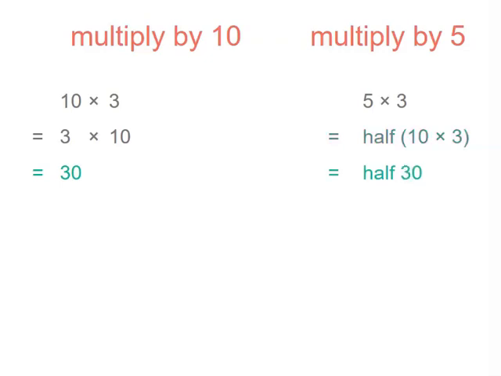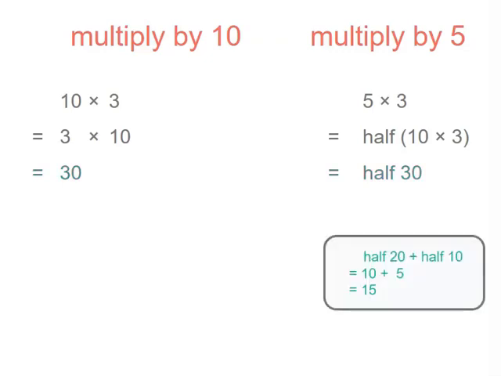half of 30. Half of 30, well, what if I split 30 into 20 and 10? And I take half of 20, which is 10, and half of 10, which is 5, and I get 15. So 3 times 10 equals 30, and 3 times 5 is half of that, which is 15.